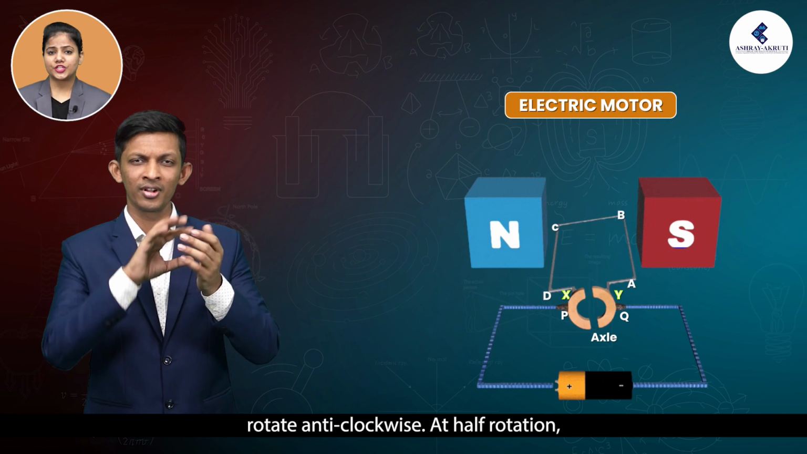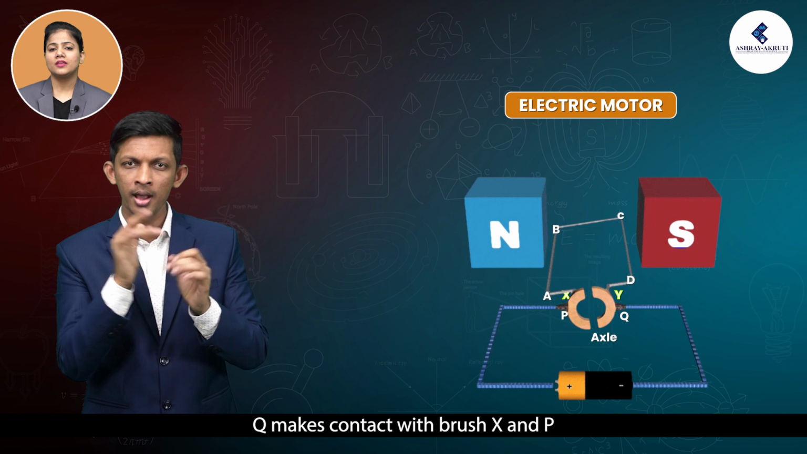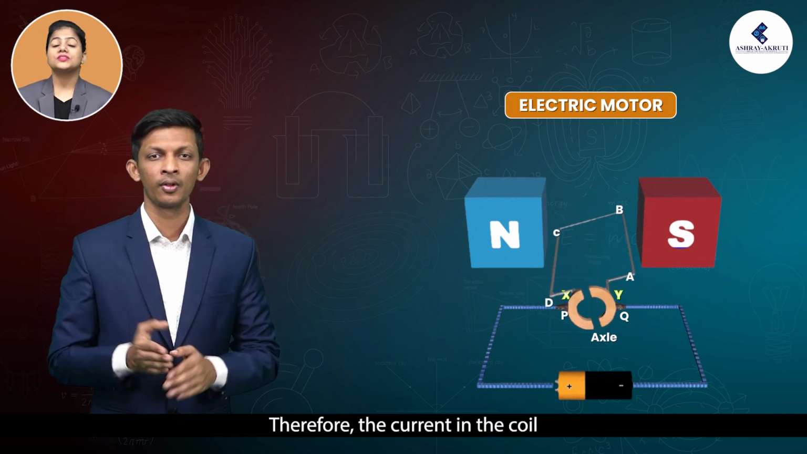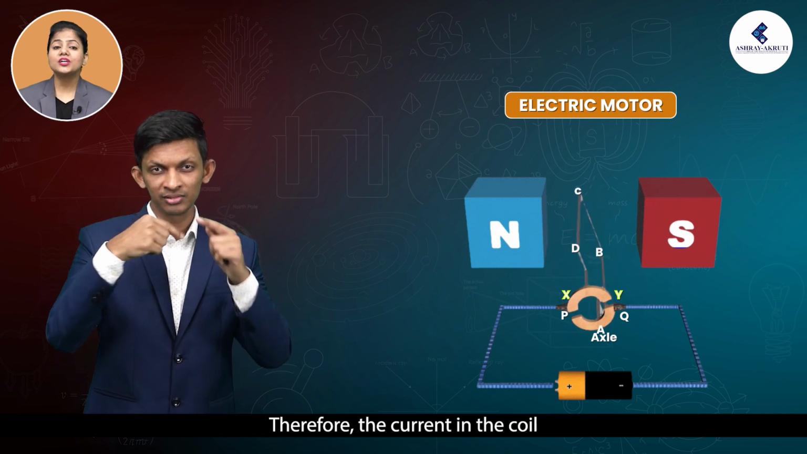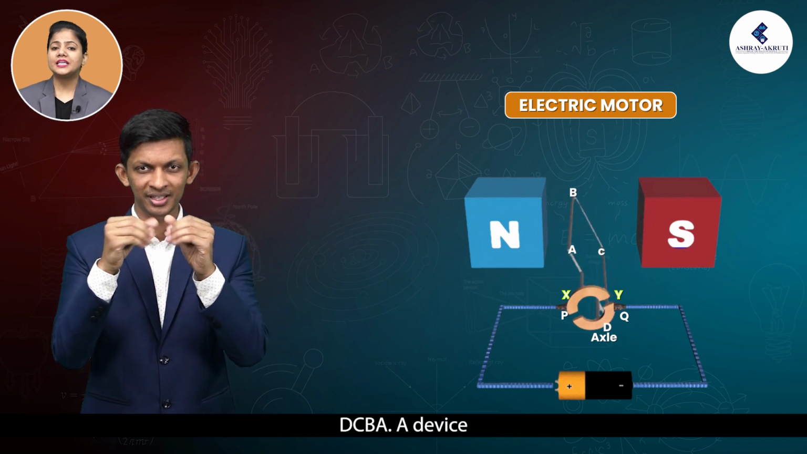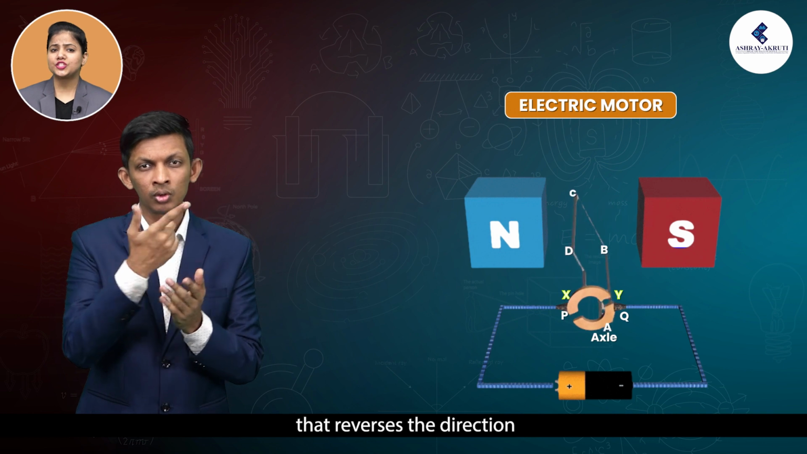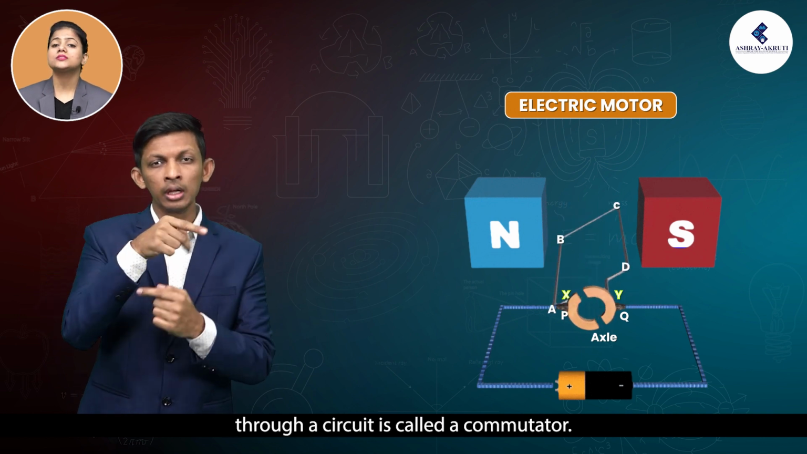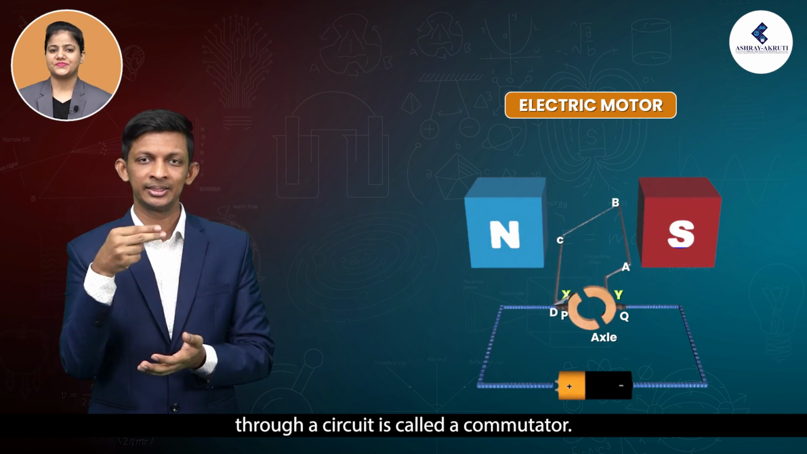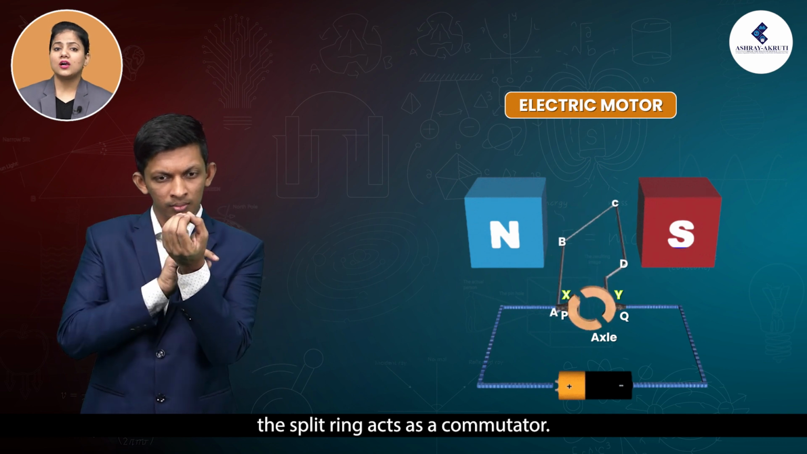At half rotation, Q makes contact with brush X and P with brush Y. Therefore, the current in the coil gets reversed and flows along the path DCBA. A device that reverses the direction of flow of current through a circuit is called a commutator. In electric motors, the split ring acts as a commutator.